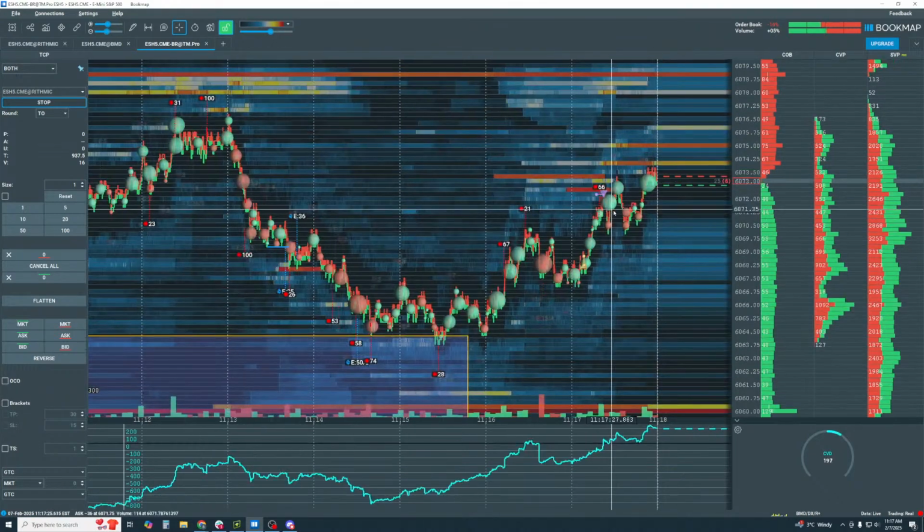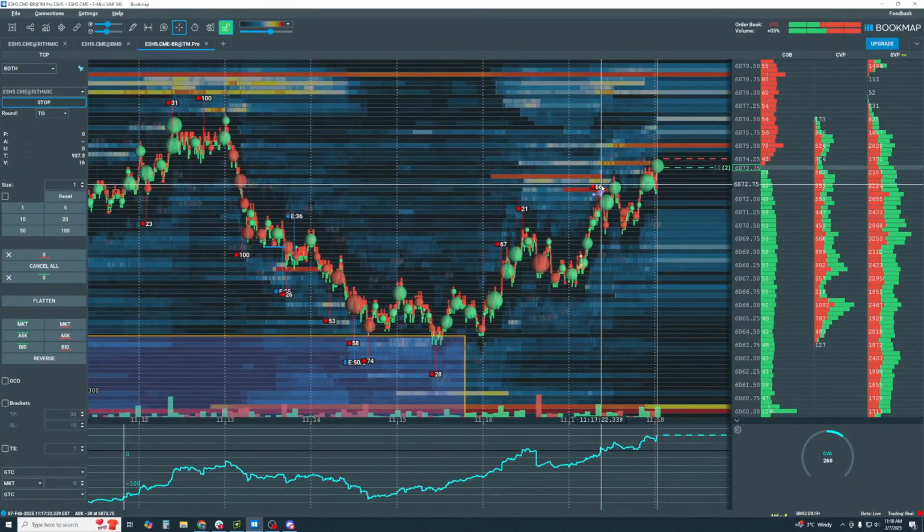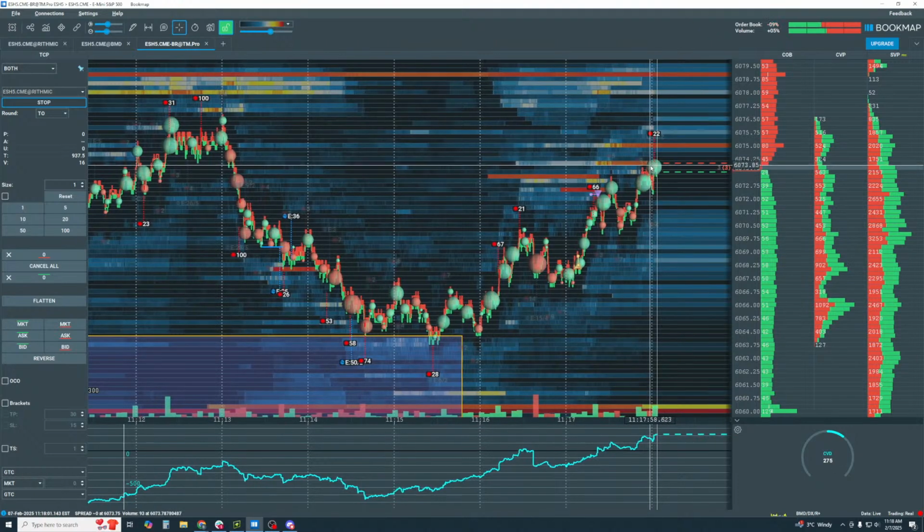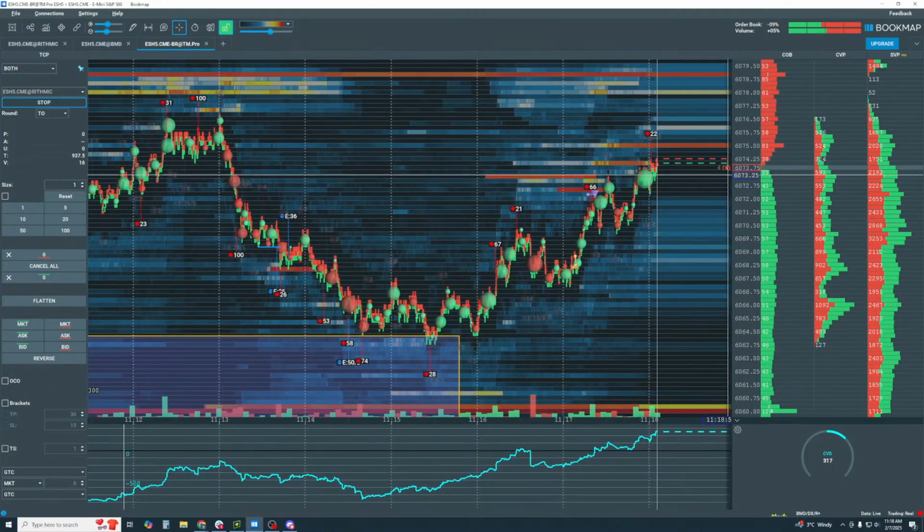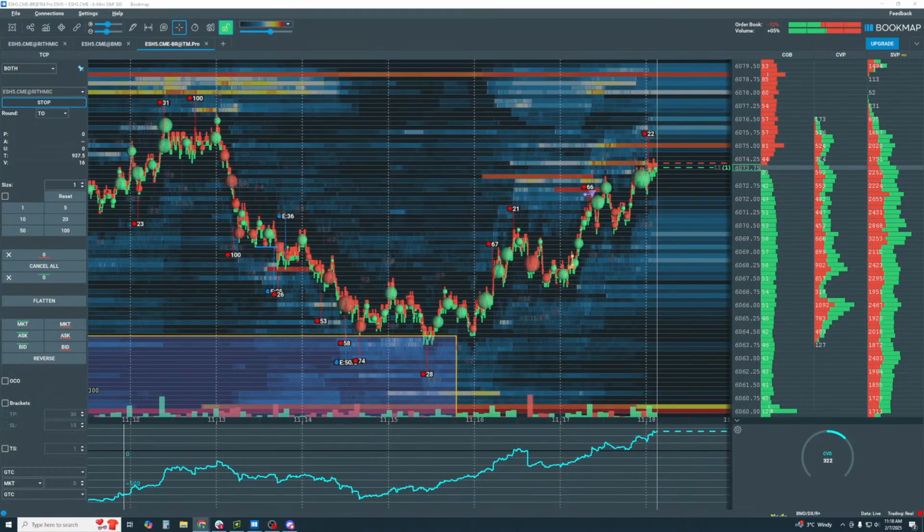But this was the move we're looking for, where the buyers meet the sellers, pull back, and then again more buyers starting to come back in. I hope this is helpful.